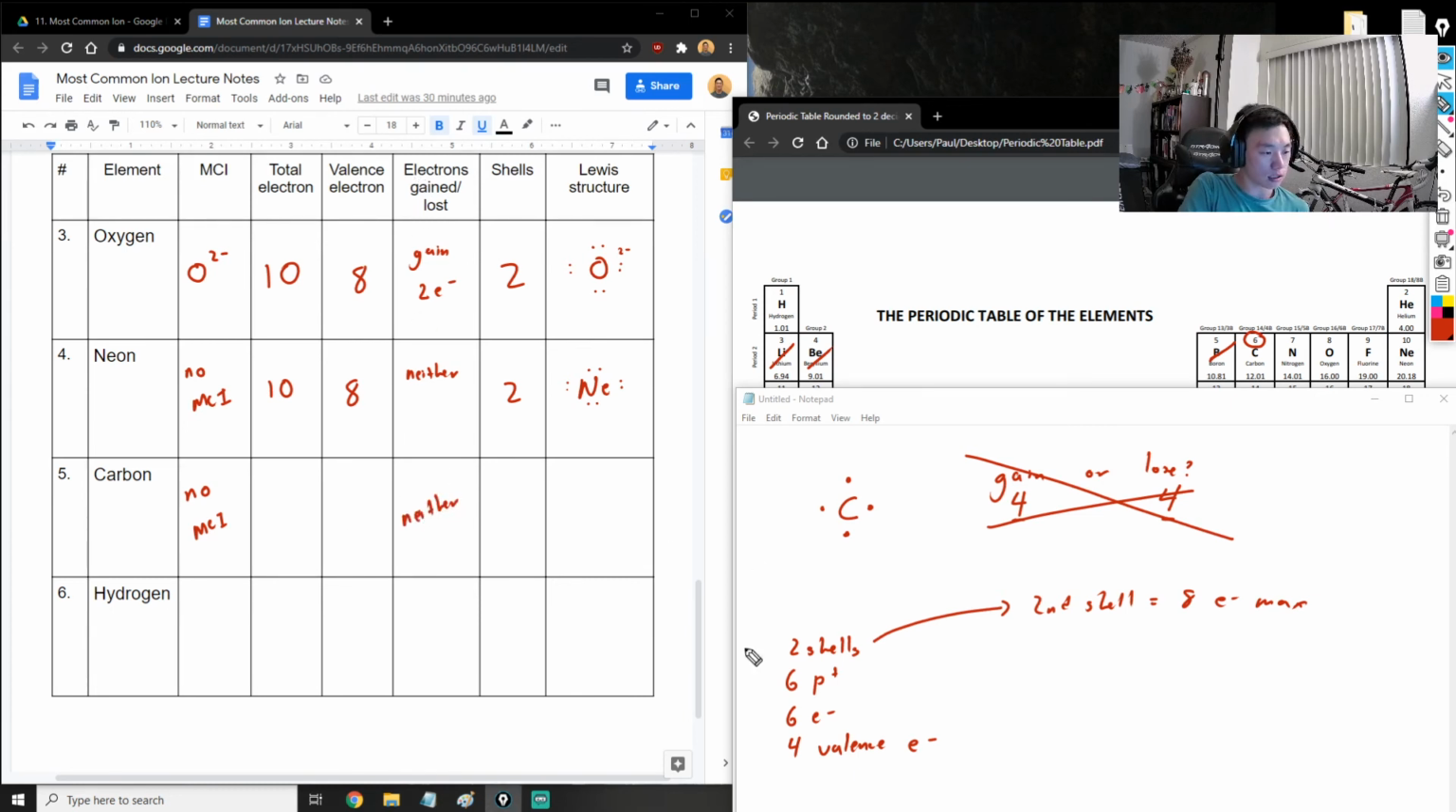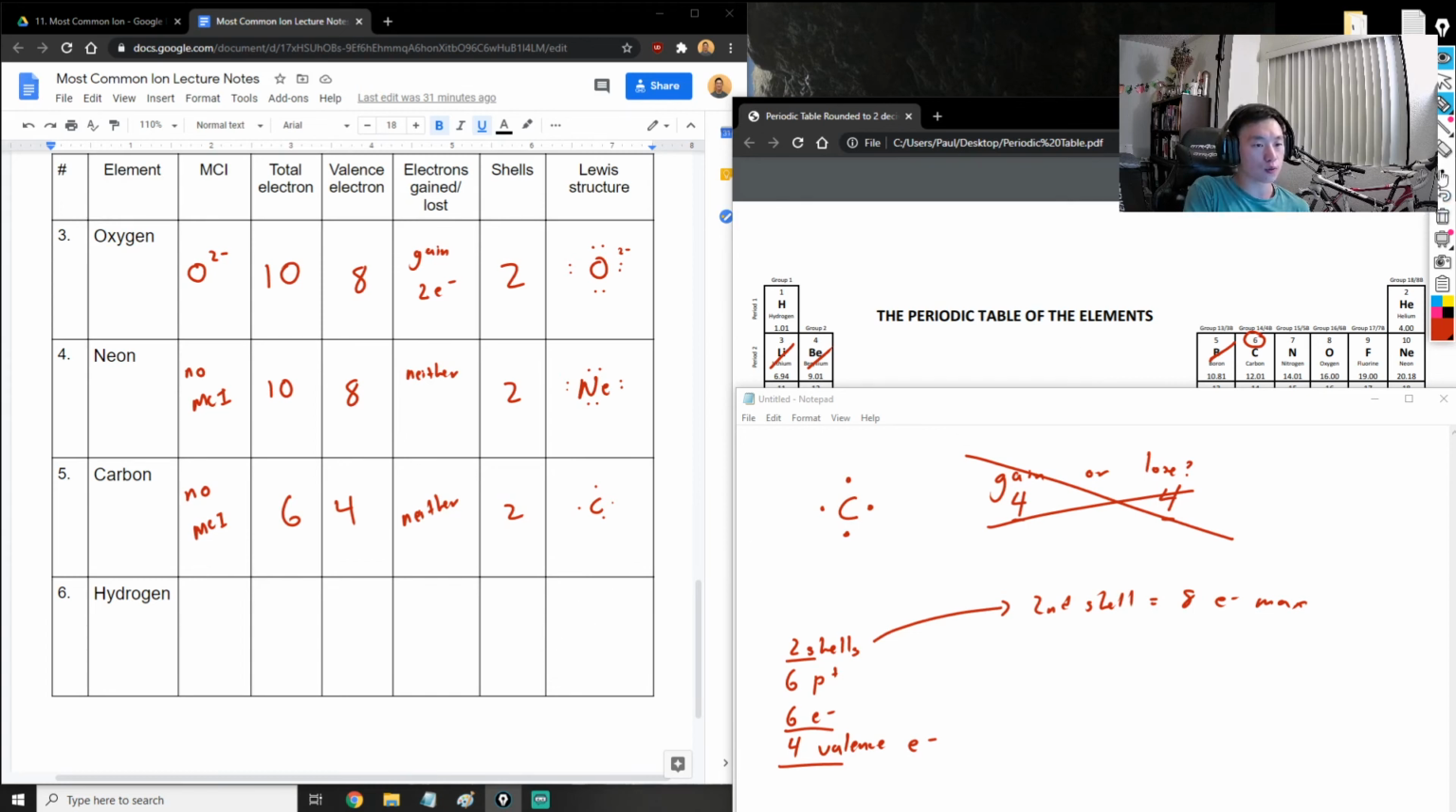So that means all the numbers we can just write the same as regular carbon. Carbon's going to have 6 electrons. It's going to have 4 valence electrons. It's going to have 2 shells. And the Lewis structure is just going to be for regular carbon.